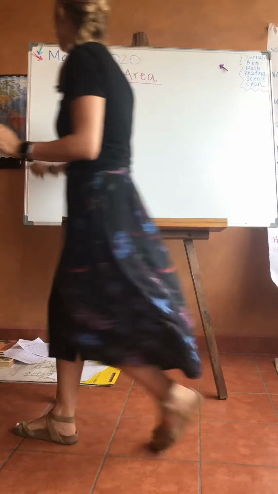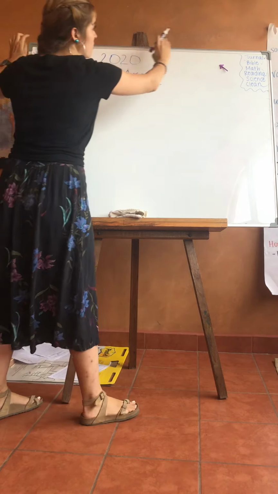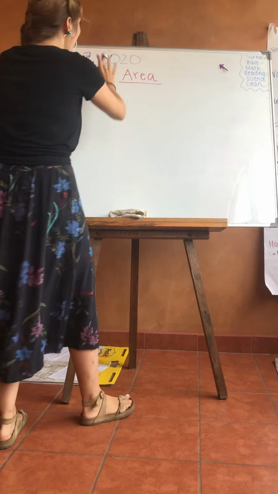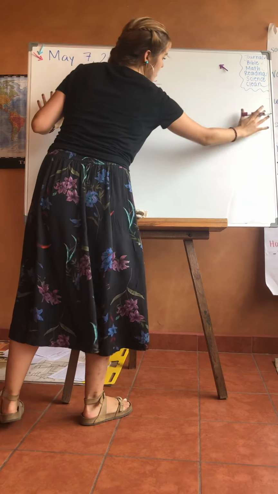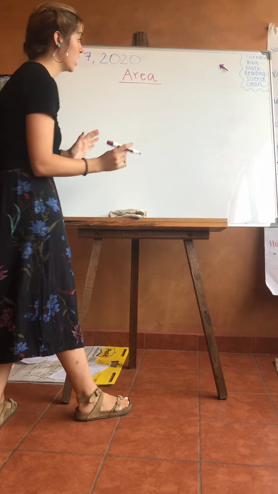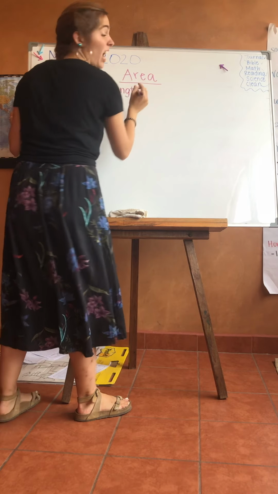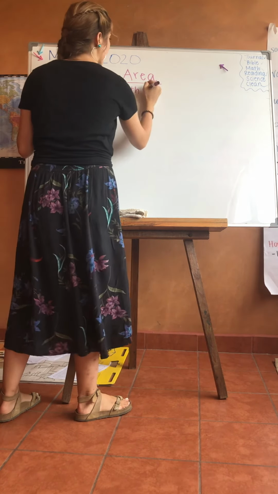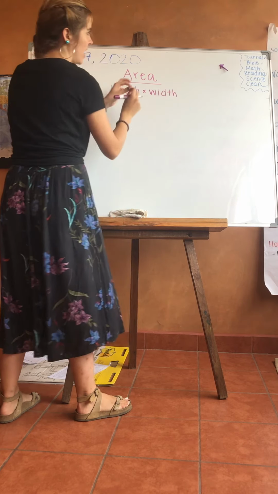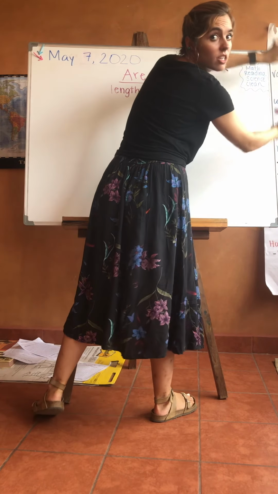Look at our whiteboard. It is a rectangle. If we were to measure how much is inside, we wouldn't want to know how long around it is. We want to know how much is covered on the board. That's what we're looking for. That's area. Area is length, and length is another word for how long something is, times width. And width is just the other side of the shape.